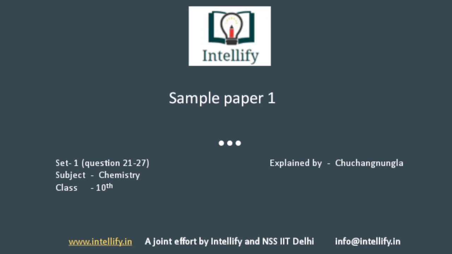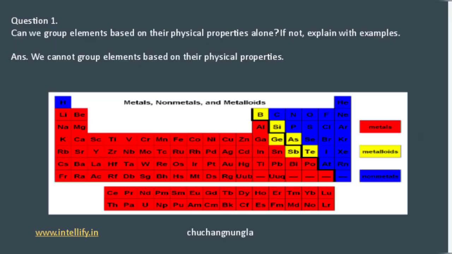In this video, we're going to talk about some important question sets of CBSE Class 10 Science. Question 1. Can we group elements based on their physical properties alone? If not, explain with examples. So the answer here is no.